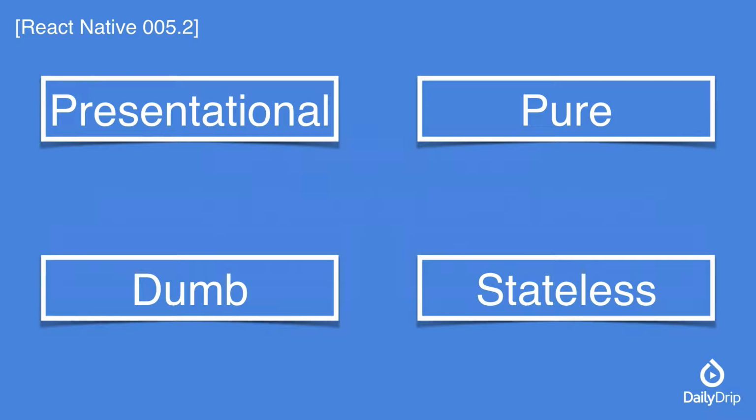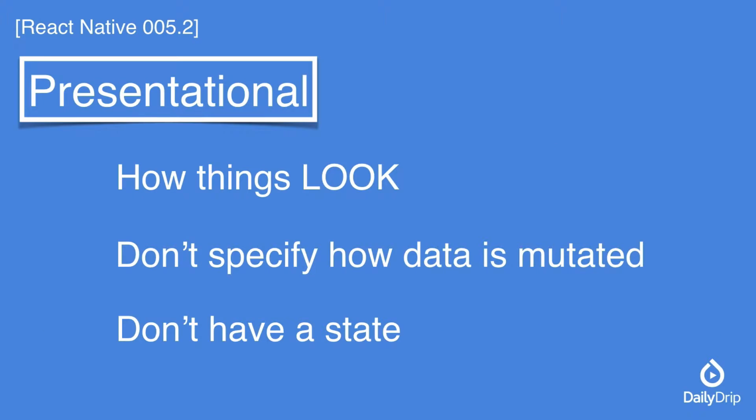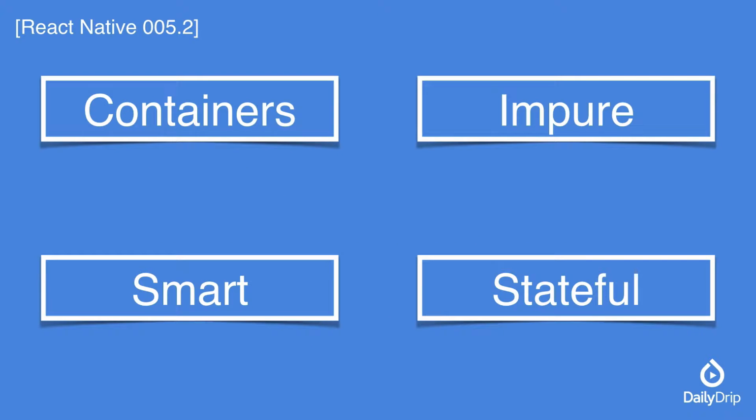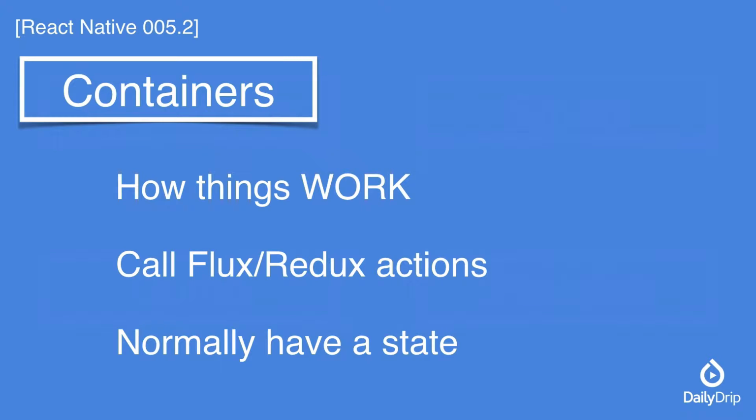Presentational, dumb, or pure stateless components. They are concerned with how things look. They don't specify how data is mutated, and they don't have state. Container components, impure, smart, or stateful components. They are concerned with how things work. They normally call Flux or Redux actions, and they normally have state because they are working as a data source.